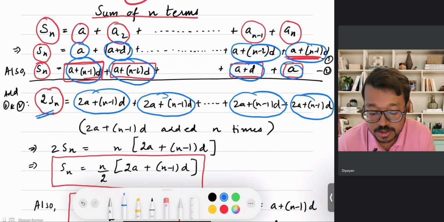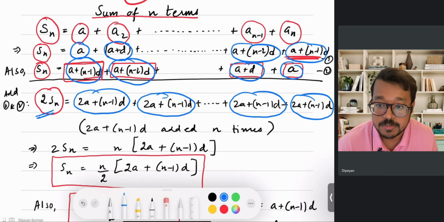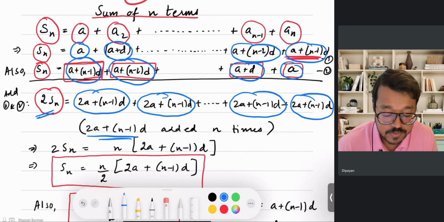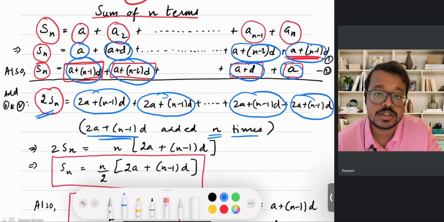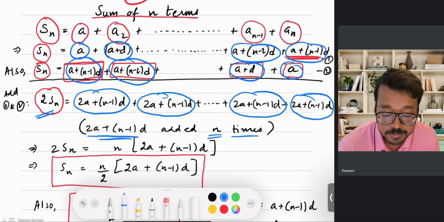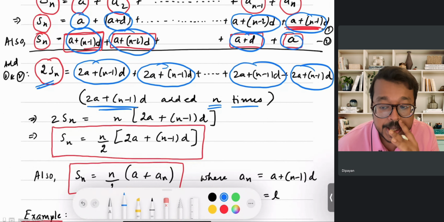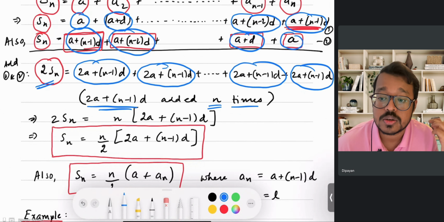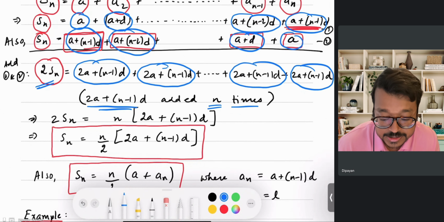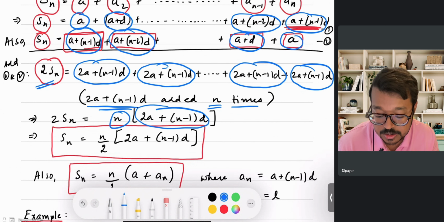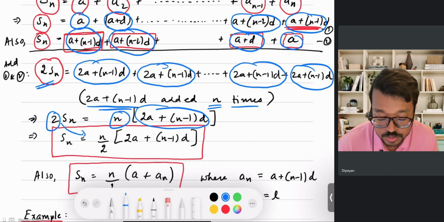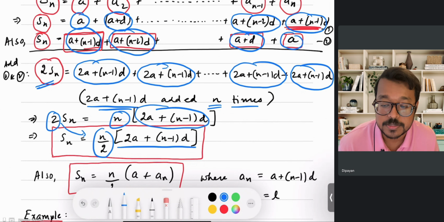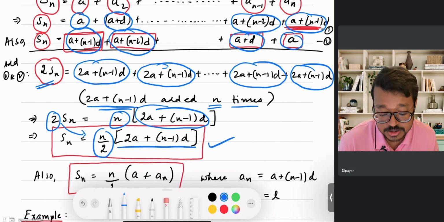So 2 times the sum of n terms is 2a plus n minus 1 into d, added n number of times. This addition of n number of times I can convert to multiplication: 2a plus n minus 1 into d, for n times, is the same as n multiplied by 2a plus n minus 1 into d. So then the sum of n terms, Sn, if I move this 2 to the other side, will be equal to n by 2 into 2a plus n minus 1 into d. So this can be directly used whenever we want to find the sum of n terms.